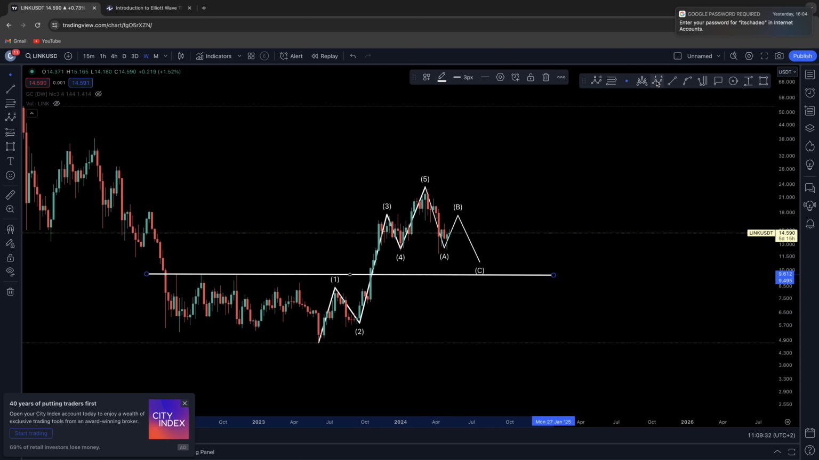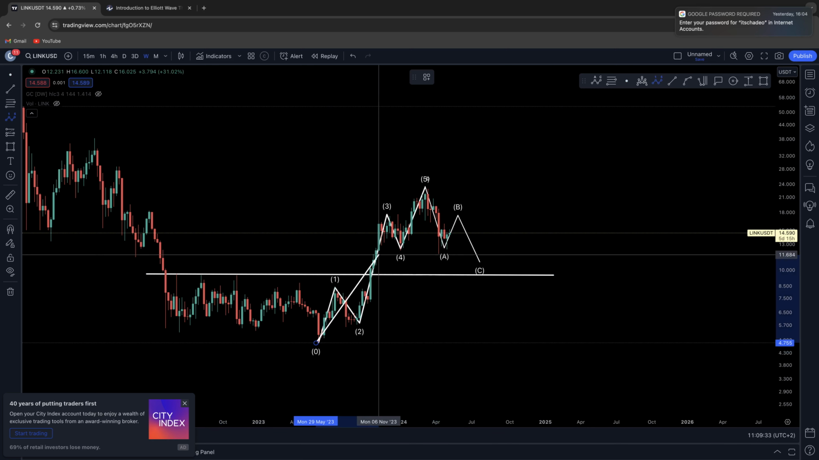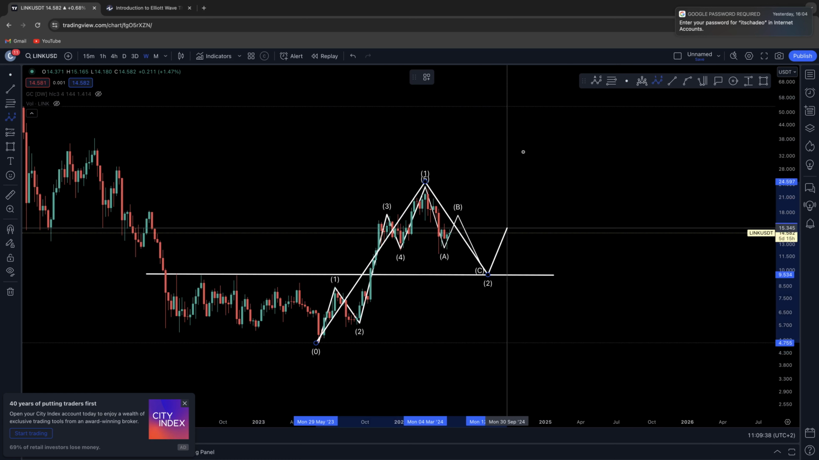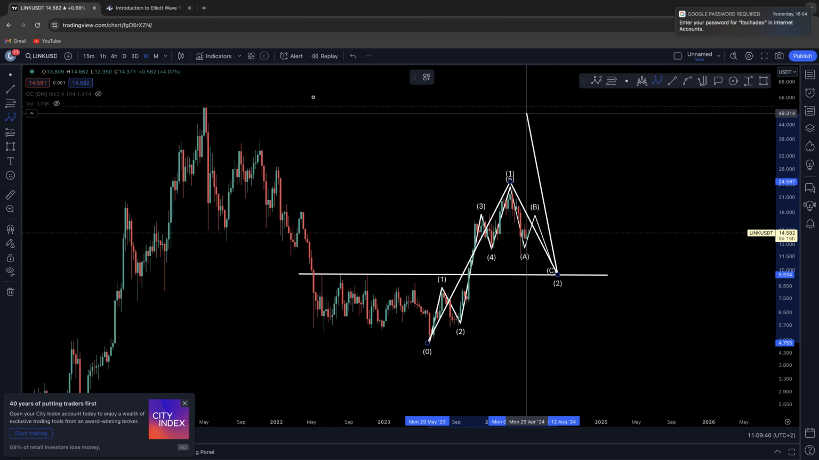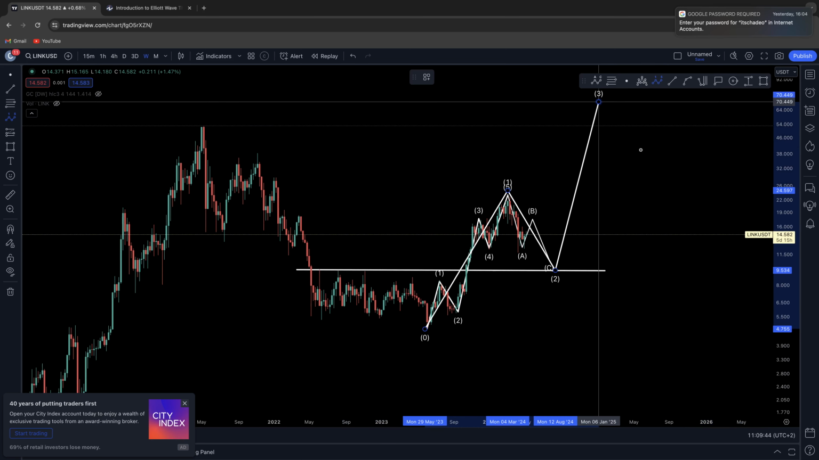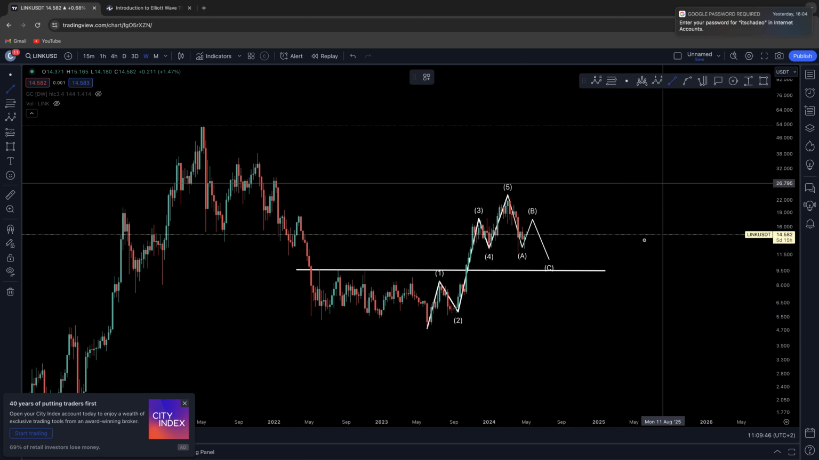So what I think is occurring in a larger sense is that this is wave 1, right now is a corrective wave 2, and then we're going to start seeing the impulsive wave 3, which starts taking us towards the all-time highs. And if we start breaking that, and so on and so forth, you get your wave 5 for larger targets.